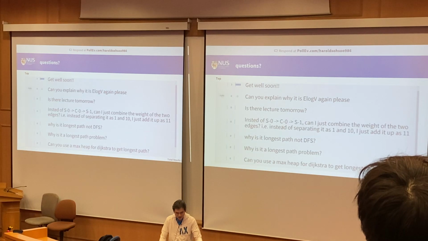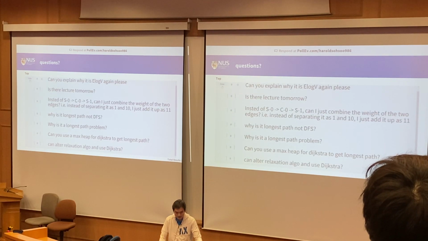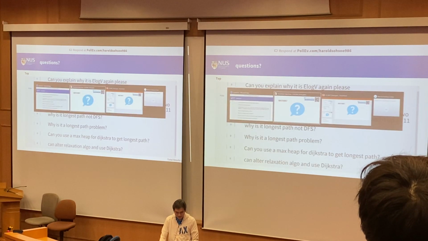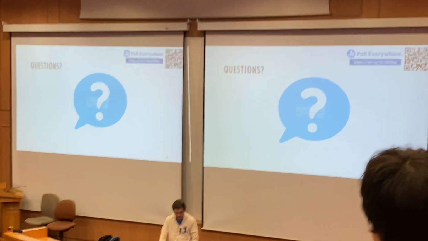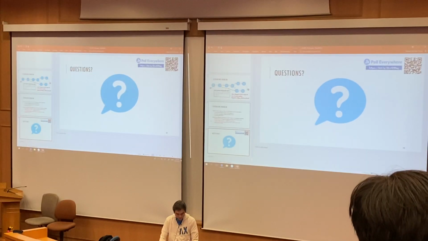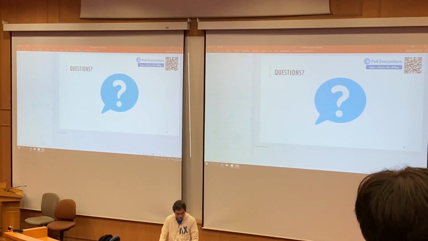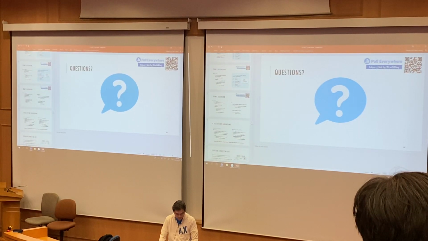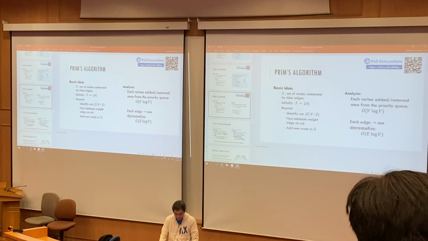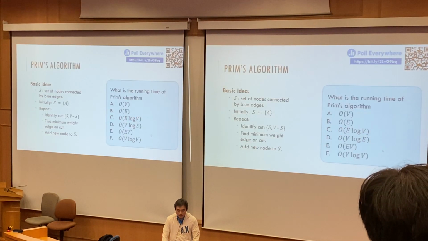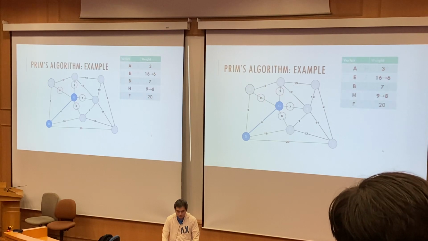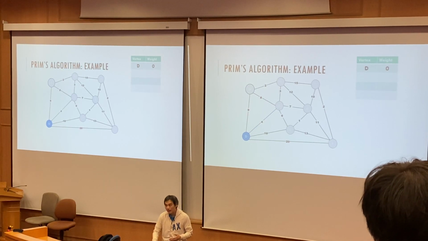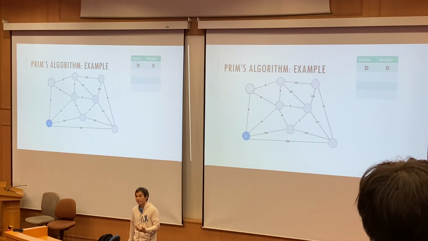Oh, a lot of E log V questions. Okay, so maybe I'll go back and explain it again. Let's look at the algorithm one more time. I think an example will help. So remember what are the steps of our algorithm.